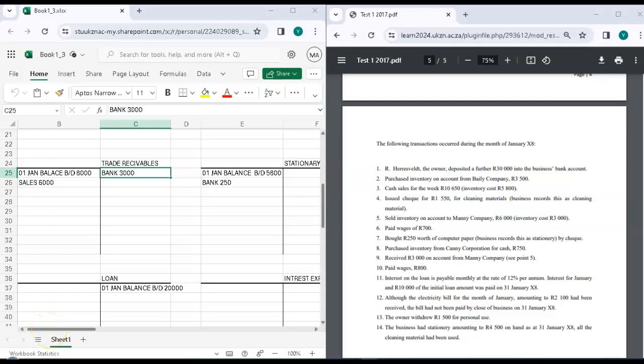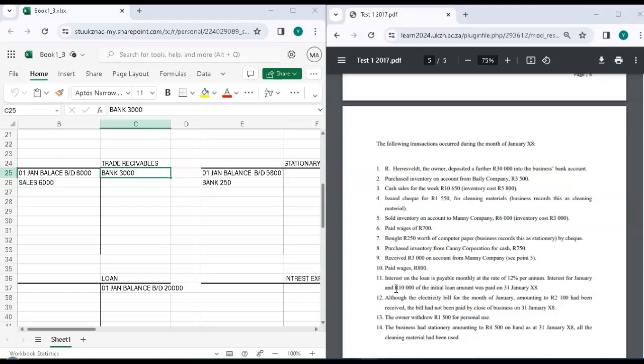Okay, so this is part 2, the continuation of the part 1 video. We're on number 11. Number 10 we finished, so now we're on number 11. Interest on loan is payable monthly at a 12% rate, interest for January, and 10,000 initial. Okay, so there are two transactions here.